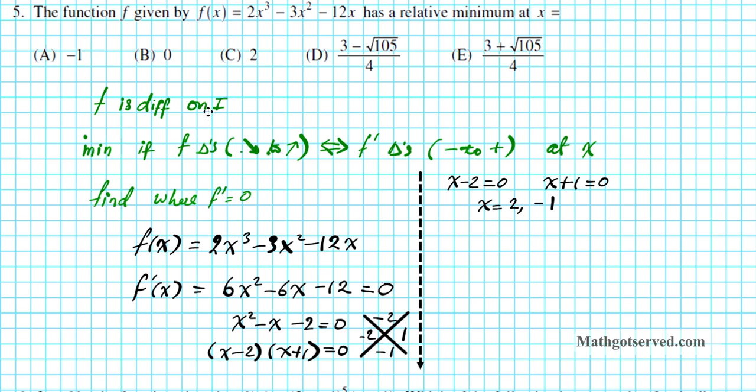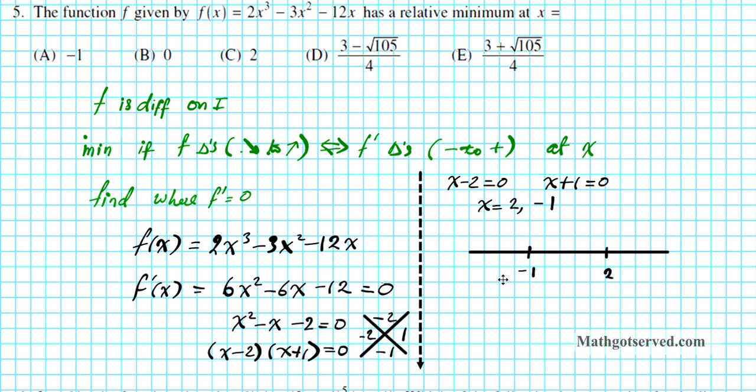So which of these is actually the point where the function has a relative minimum? So what we're going to do is we're going to make a number line with the intervals. So we're going to mark negative 1 and 2.